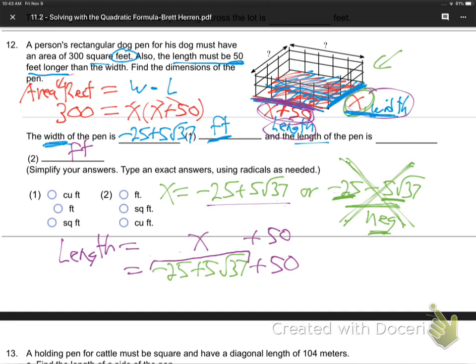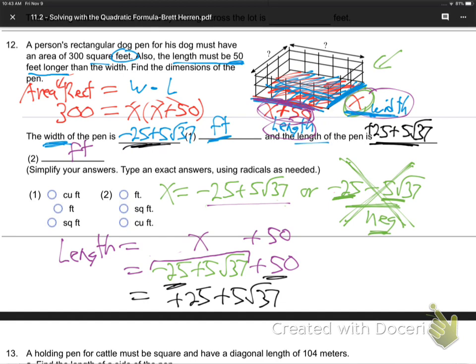So how do you simplify that? What do you do to clean that up a little bit? Well, minus 25 plus 50 is plus 25 plus 5 root 37. That's it. Positive 25 plus 5 root 37. So that's the length. The width was negative 25 plus 5 root 37. And we're finally done with that long problem.